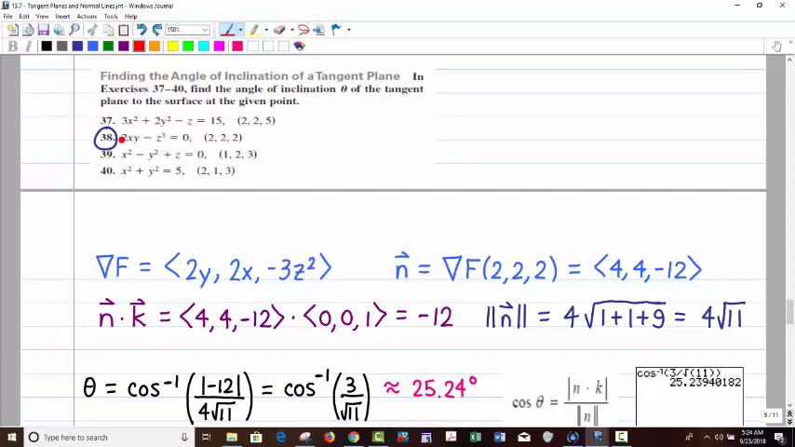pretty easy of this. The derivative will be 2y with respect to x, 2x with respect to y, negative 3z squared with respect to z. Put in the point 2, 2, 2, and I'll get 4, 4, negative 12. So I'll dot that with 0, 0, 1, and I'll get negative 12.